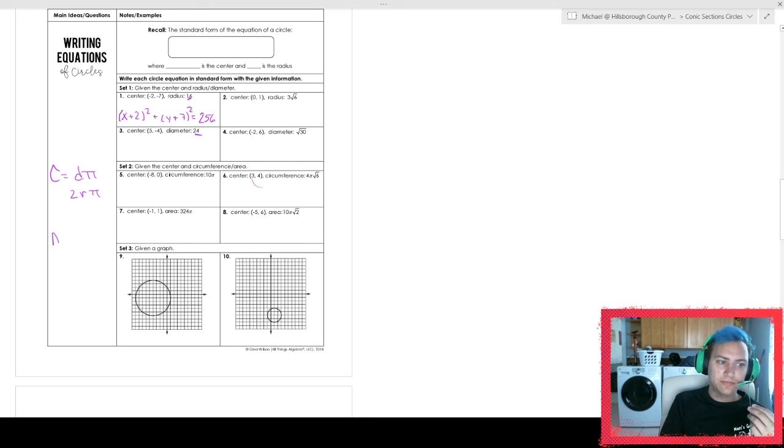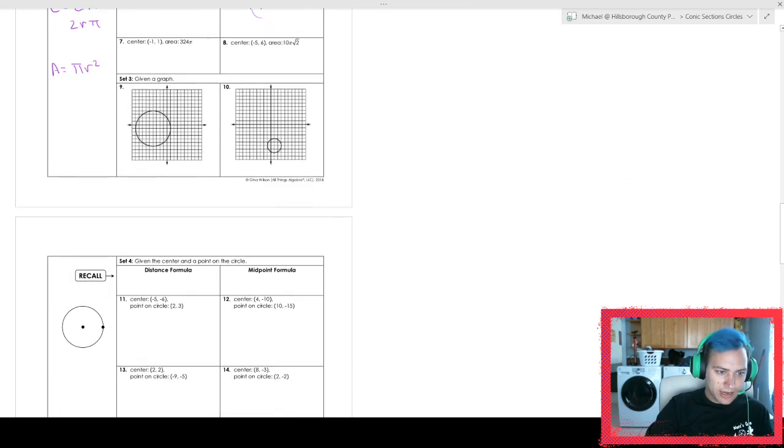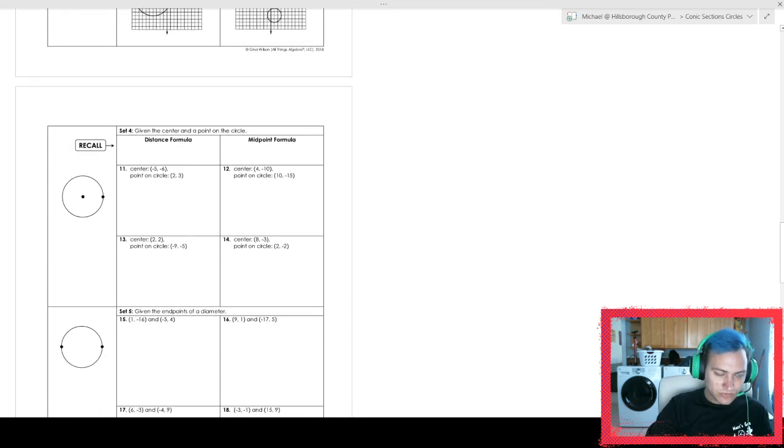The area is equal to pi r squared. So you know that the number they give you in front of pi in the area problems, well, you just take that number and square root it, and then you have the radius. And then I think most of that's pretty easy.